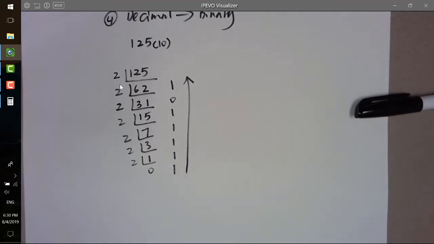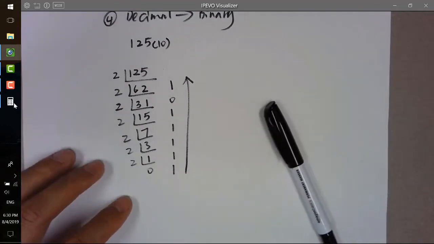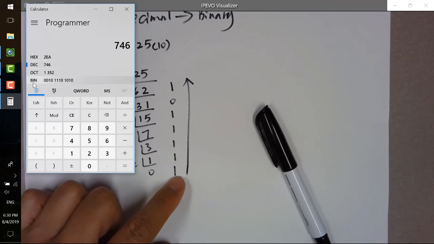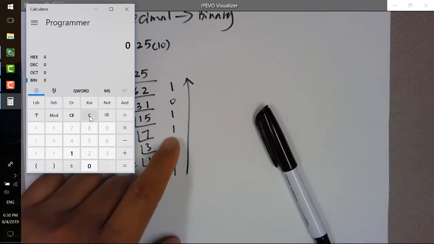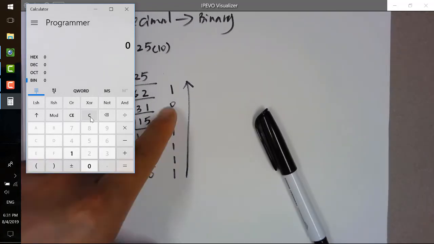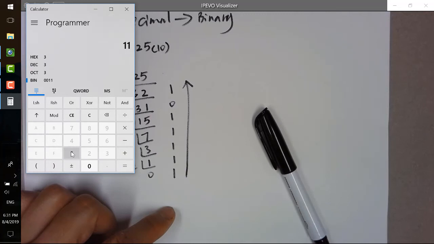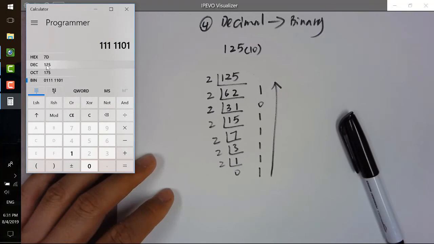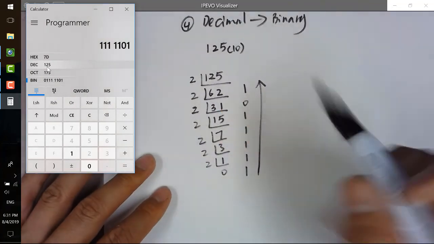And now let's verify this really quick. If we have a calculator here, let's type this binary number. It's going to be 1111101. So 5 1s and 0 1. 1, 2, 3, 4, 5, 0, 1. So if you take a look here, the decimal number is 125. So the calculation was verified, it's correct.